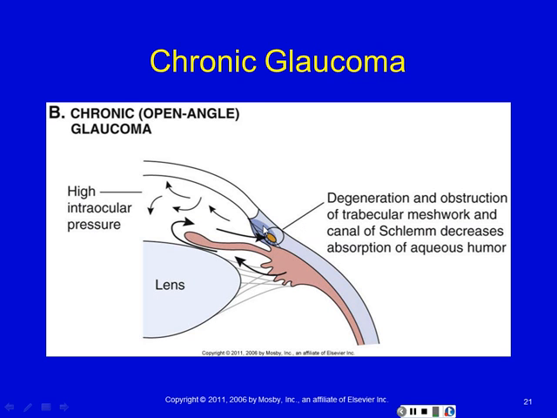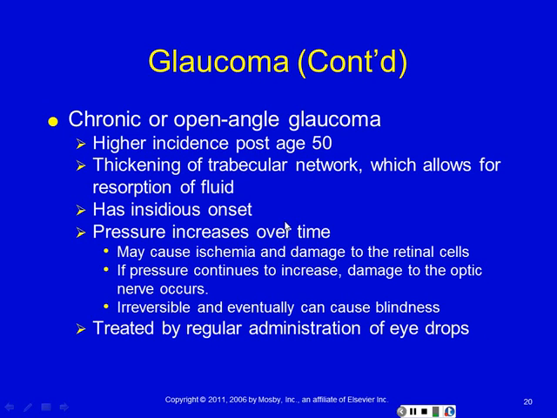So the reason this happens slowly over time is that it doesn't happen all at once. Slowly over time, this trabecular network starts to clog up, so to speak. So at first, the absorption is just a little reduced, and then it gets a little worse, and then a little worse, and before long you have very high intraocular pressure because the aqueous humor is being produced faster than it can be reabsorbed. So this can be treated, again, with eye drops. It helps to open up that angle and increase the reabsorption.